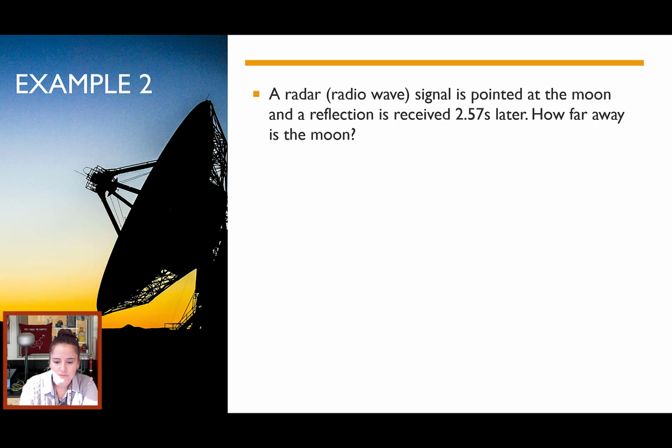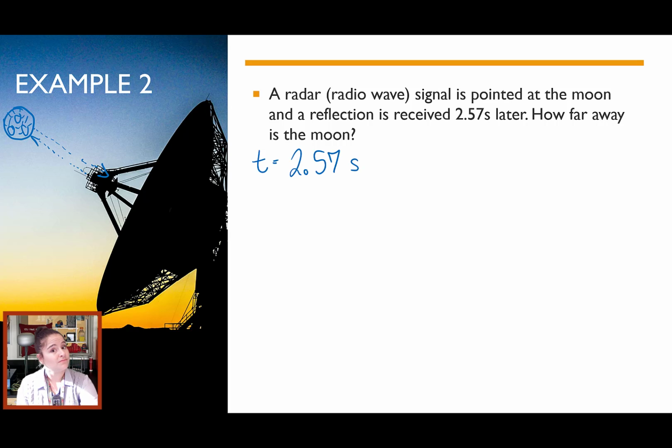Let's do another one. A radar, which is a radio wave signal, is pointed at the moon, and a reflection is received 2.57 seconds later. How far away is the moon? Let's first make sense of the problem. We've got the moon over here, it's got some craters on it. And then there's my satellite, and it's going to send a signal to the moon and then receive it back. We know that is going to take a time of 2.57 seconds.